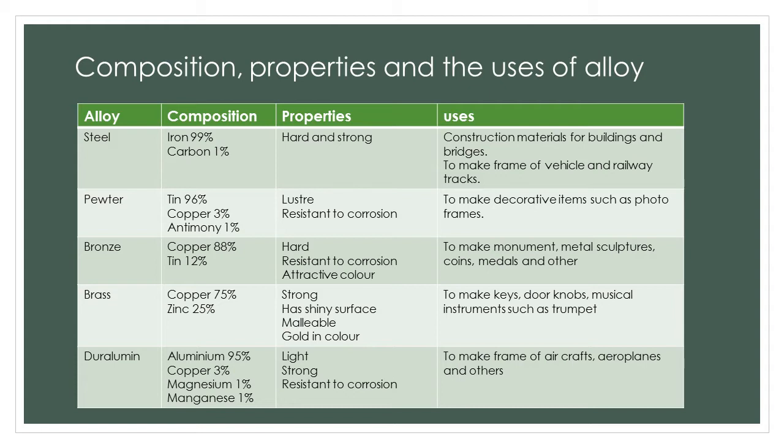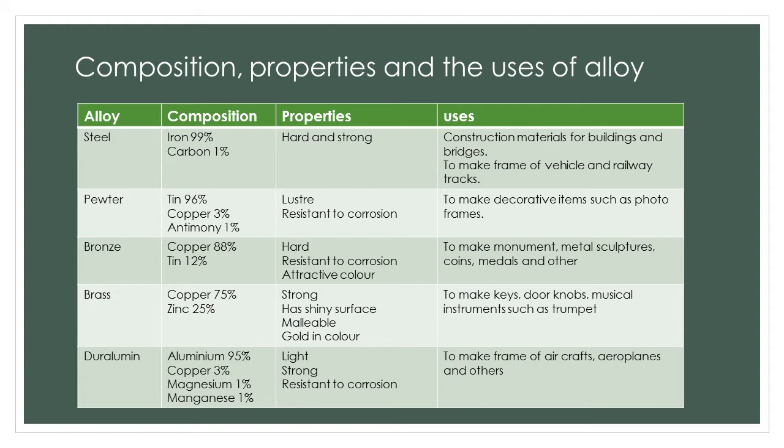Okay, now the fourth alloy we're going to learn is brass. The composition of brass is 75% copper and 25% zinc. So it is strong, has a shining surface, is malleable, and gold in color. It is used to make keys, door knobs, and musical instruments such as the trumpet.